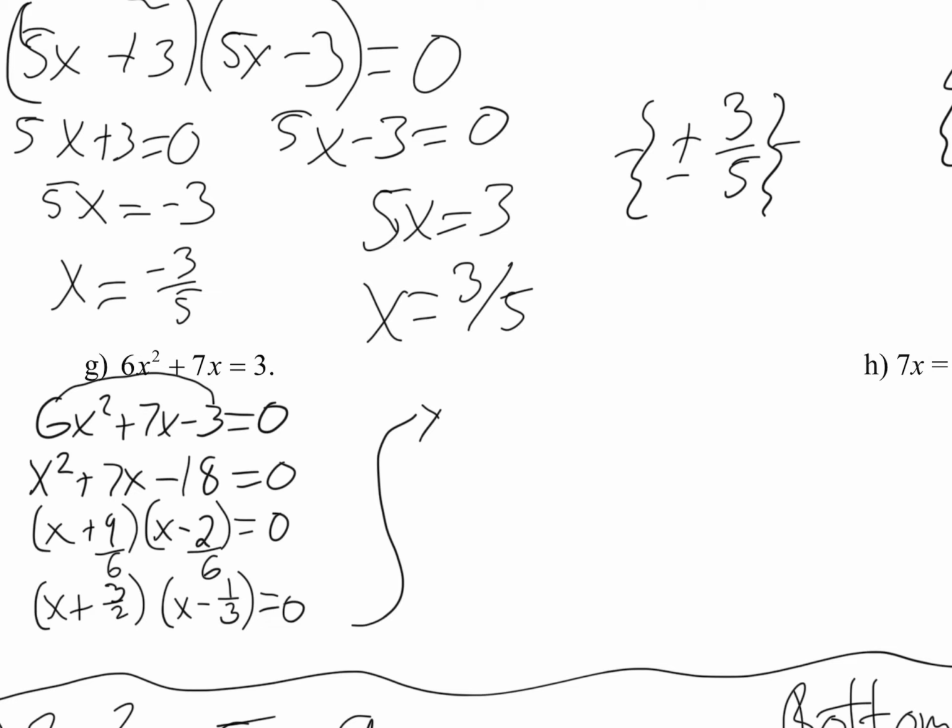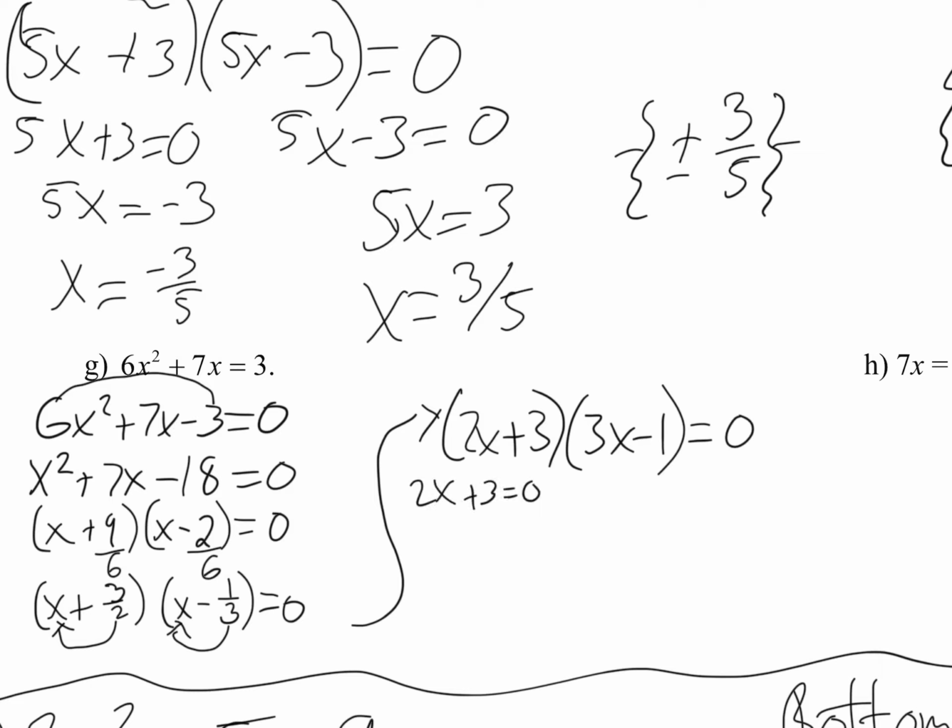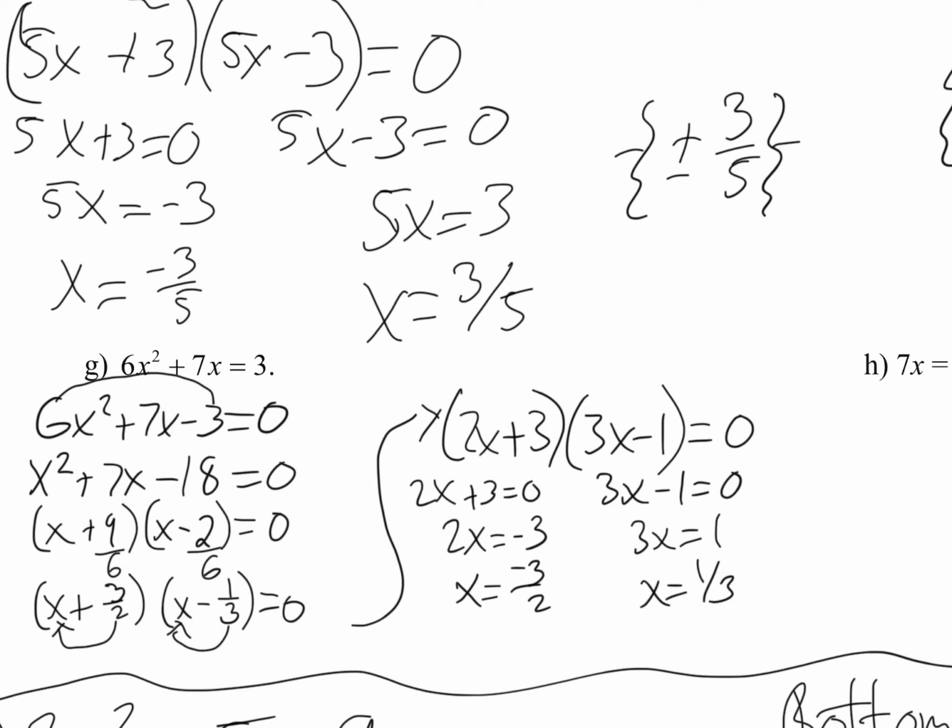So to finish this off here, remember we do bottoms up if we're left with fractions. Move the fraction to the front of the x. So this becomes 2x plus 3 and 3x minus 1. Okay. And then we just do the usual. We solve for x. And those are our two answers.